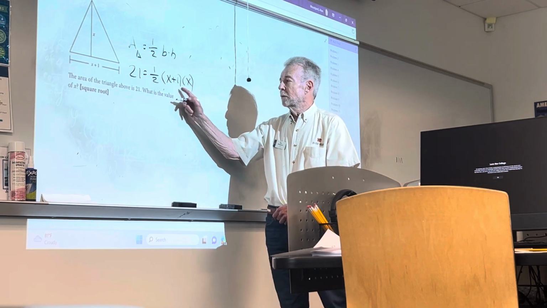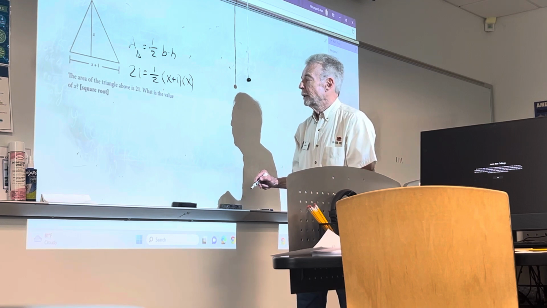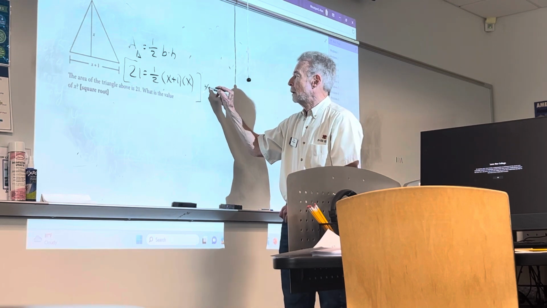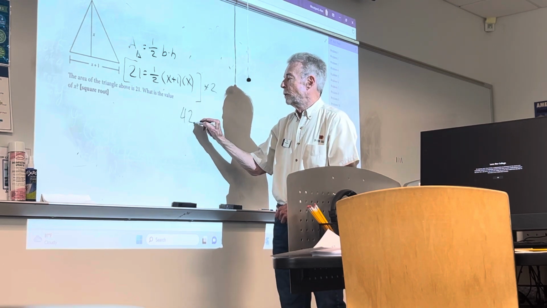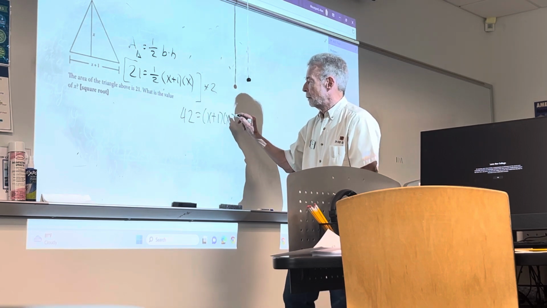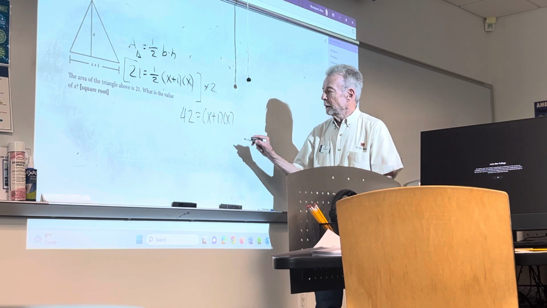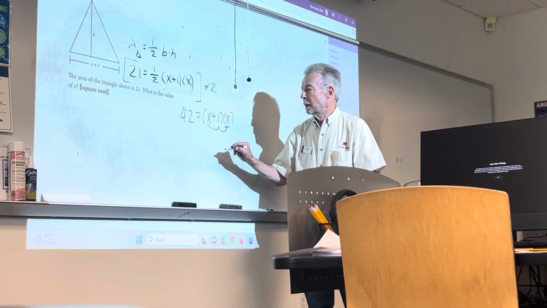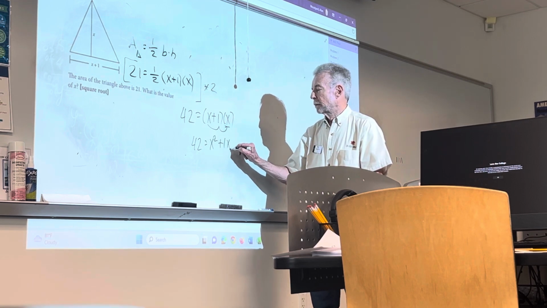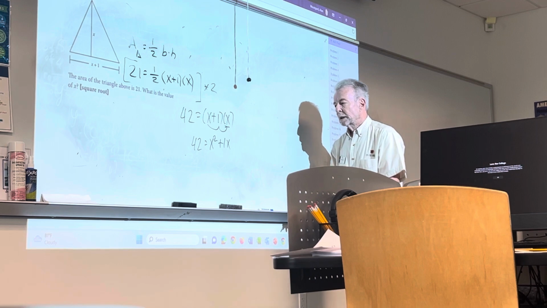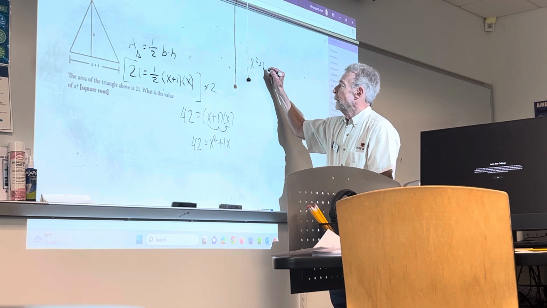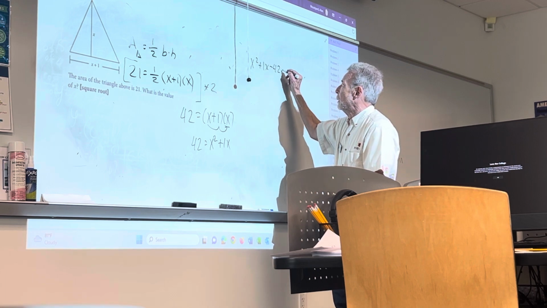Okay, so here's our equation. 21 is equal to 1/2 times x times x plus 1. So I'm going to multiply everything by 2. 2 times 21 is 42. 2 times 1/2 is just 1. So I've got x plus 1 times x. Now I'm going to use the distributive property. And so I have 42 is equal to x squared plus 1x. And then I'm going to set this equal to 0. So I'm going to now have x squared plus 1x minus 42 is equal to 0.